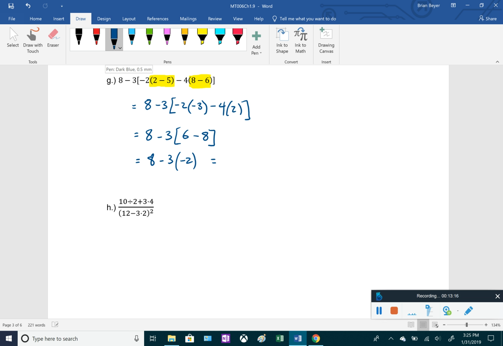So we kind of have two different ways we can think of this. I'll leave the subtraction sign. So 3 times negative 2 is negative 6. 8 minus negative 6 is 8 plus 6, which is 14. So you could have done it the other way and did negative 3 times negative 2 is positive 6 and just made it 8 plus 6 from there, but it doesn't matter.